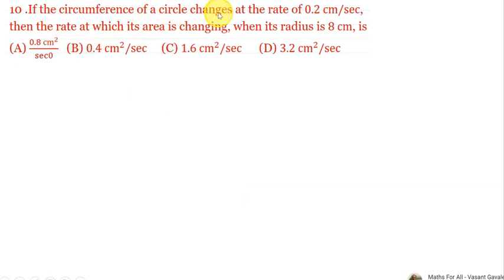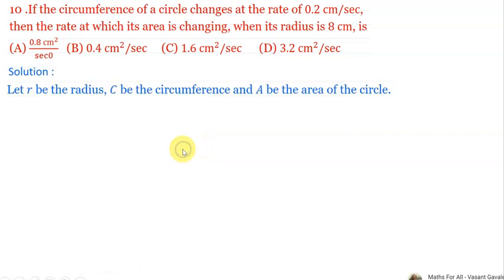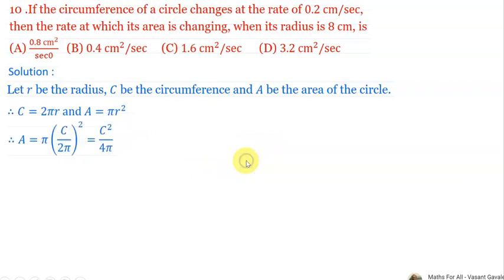If the circumference of a circle changes at the rate of 0.2 centimeter per second, then the rate at which its area is changing when its radius is 8 centimeter is. Okay, now let r be the radius, C be the circumference, and A be the area of the circle. C is equal to 2 pi r, A is equal to pi r square. Now express this area in terms of the circumference. R is equal to C upon 2 pi, therefore pi into (C upon 2 pi) whole square, and hence you will have C square upon 4 pi after simplification.